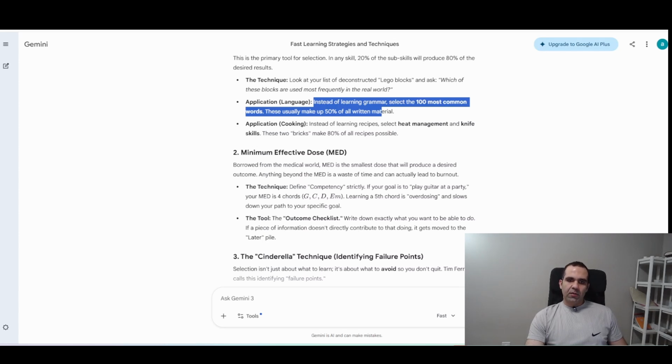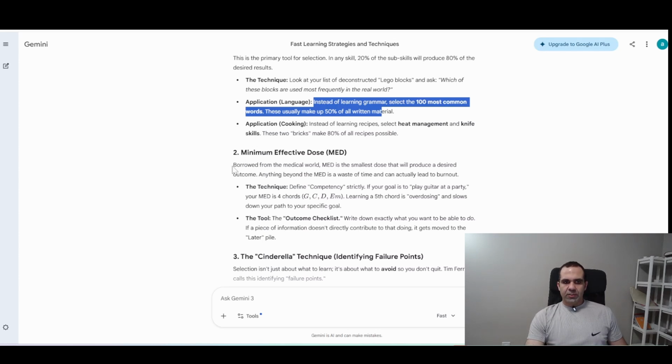The technique defines competency strictly. If your goal is to play guitar at a party, your MED is 4 chords. Learning a fifth chord is overdosing and it slows down your path to your specific goal. The tool: the outcome checklist. Write down exactly what you want to be able to do. If a piece of information doesn't directly contribute to that thing, it gets moved to the later pile.